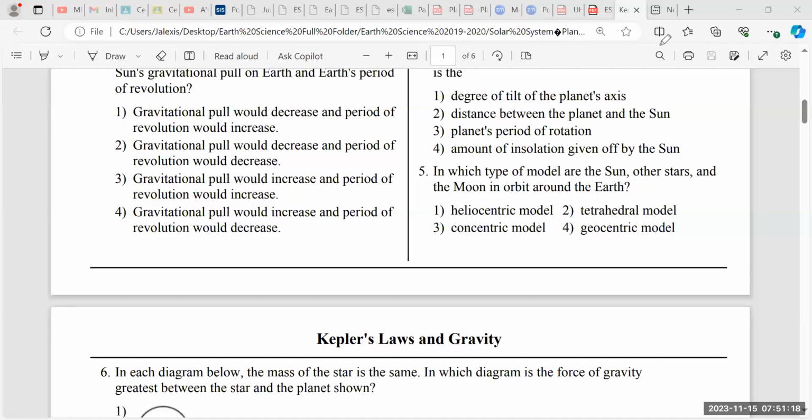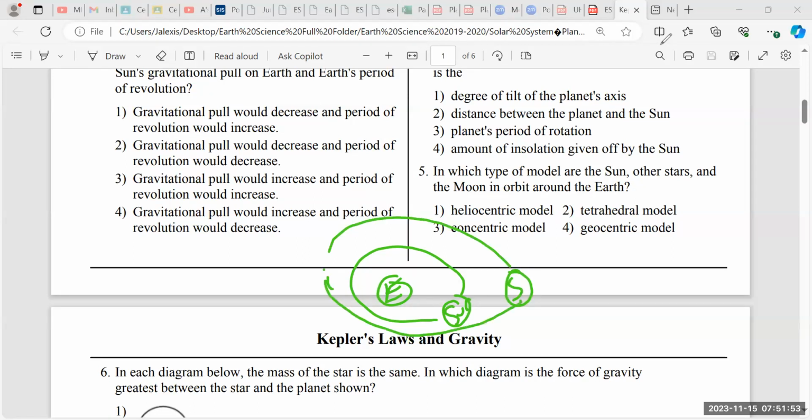All right, number 5. Number 5 says, in which type of model are the sun, other stars, and the moon in orbit around the Earth? So if I was to draw it out, this is the Earth. That lets me know they're talking about the sun orbiting around the Earth. Other stars, I'll just write S for star, that's orbiting the Earth. And even the moon, I'll write an M for moon, that is orbiting the Earth.